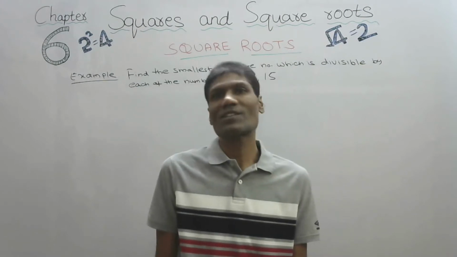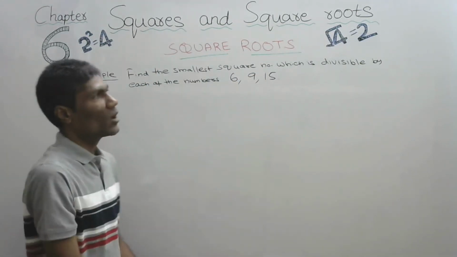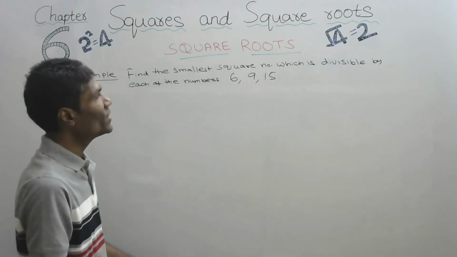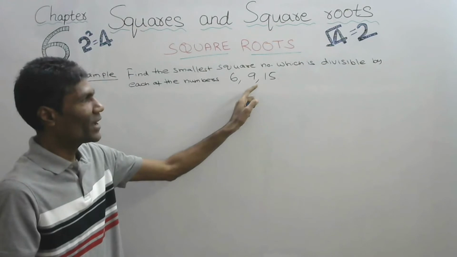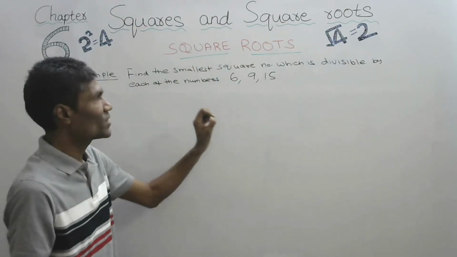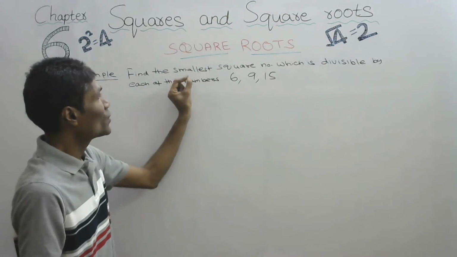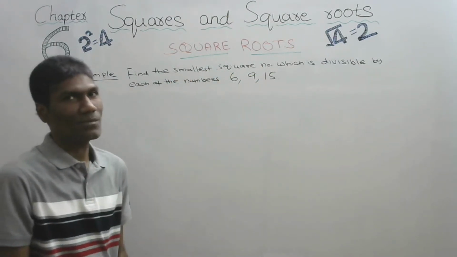In any way he can ask, we can answer in all the cases. Now we will see one example. The question is, find the smallest square number which is divisible by each of the numbers 6, 9, 15. Three numbers are given and he is asking to find the smallest square number which is divisible by these numbers.